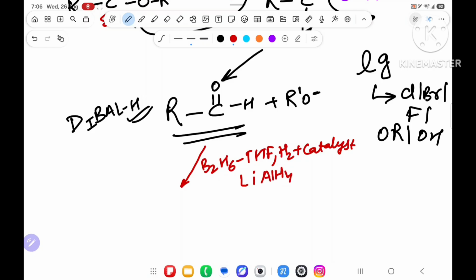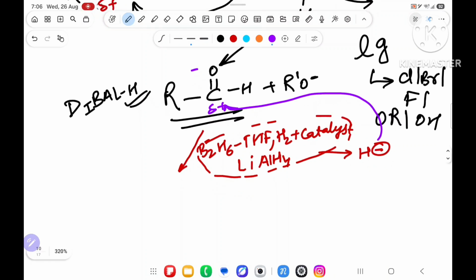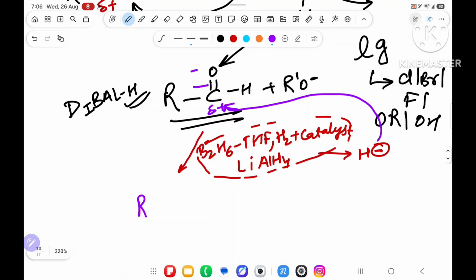LiAlH4 has too many hydrogens whenever I am writing the reagent. Again, all these reagents will give H minus. Once it gets H minus, what will happen? Over here again, partial positive, partial negative. This H minus will come here and it will break the bond with oxygen. First it is not breaking the bond, first it becomes partial positive and negative, because of the electronegativity difference. After that, hydrogen will attack, then it will break the C, O minus bond. O minus, H is there, H is there.